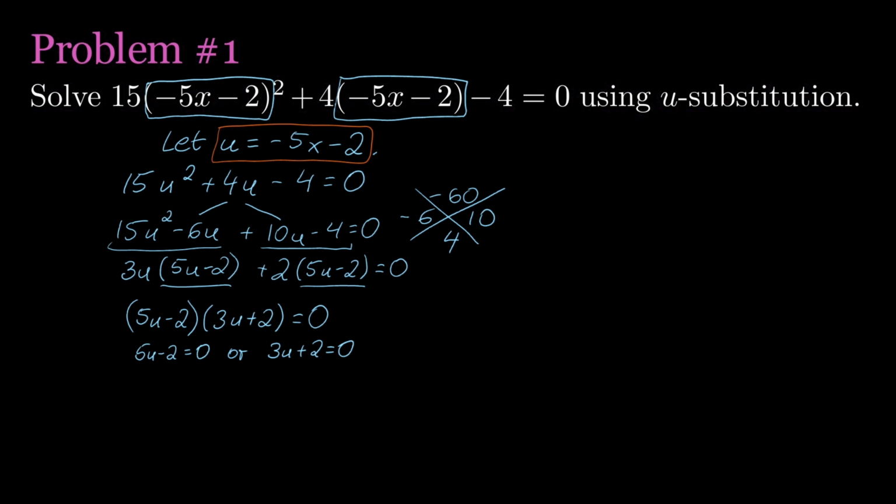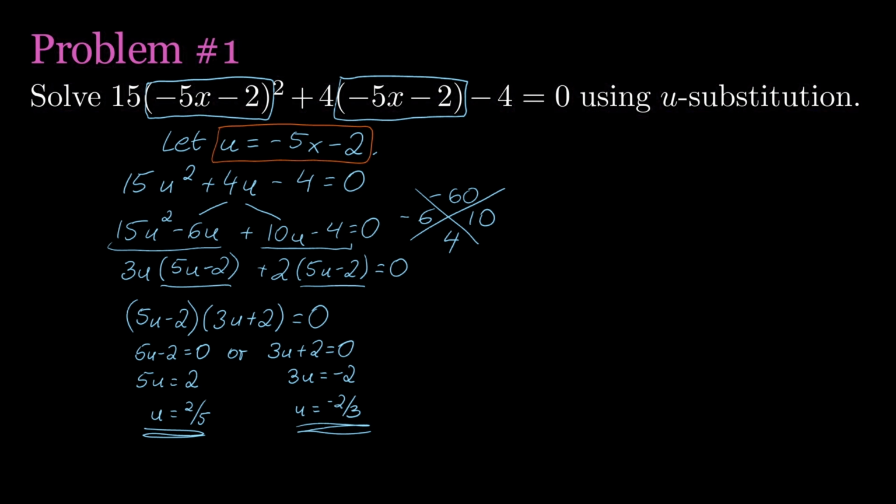So after adding 2 to both sides of the first equation, we get 5u equals 2. And after dividing both sides by 5, we get u equals 2/5. While in the other one, after subtracting 2 from both sides, we get 3u equals negative 2. And after dividing both sides by 3, we get u equals negative 2/3. Now, these are our u solutions, not the x solutions, so we need to translate back into the x language.